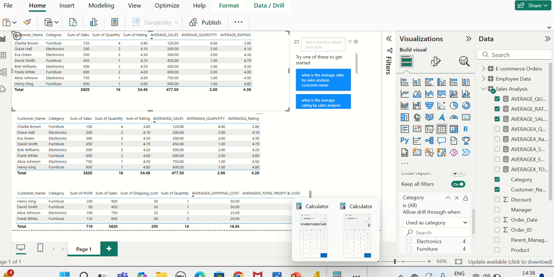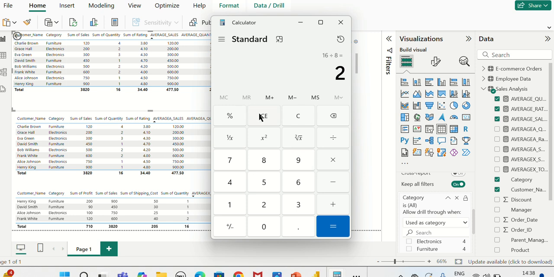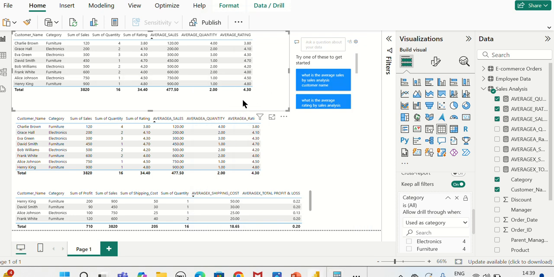If we take the average of this, 34.40, divided by 8, we will be getting 4.3. See, 4.3. So this is how average works. It doesn't take consideration of null values or zero values. No data will be affected in the average DAX, okay.